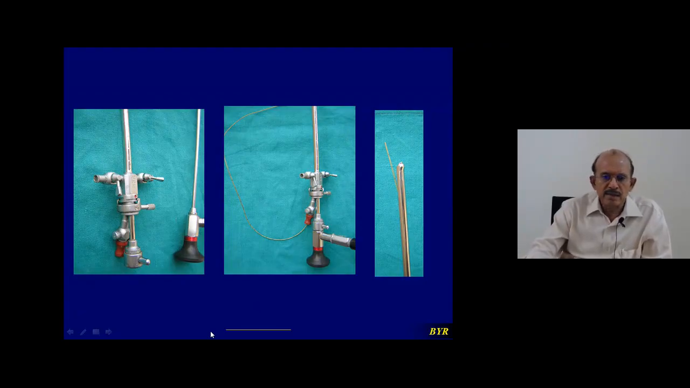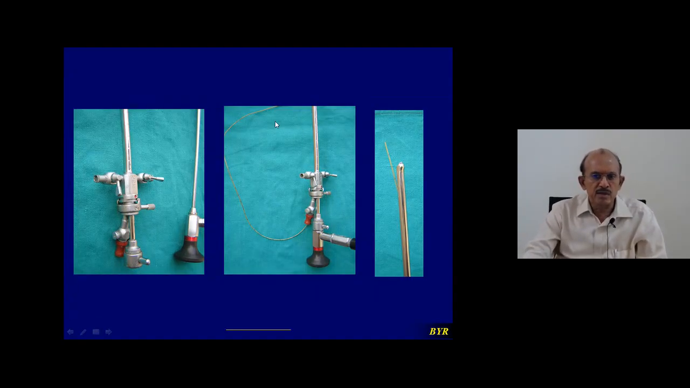The cystoscope can have many accessories. This is called the bridge of the cystoscope. Through the bridge, you can pass a ureteric catheter. The ureteric catheter can be passed into the bladder and from there into the ureteric orifices.